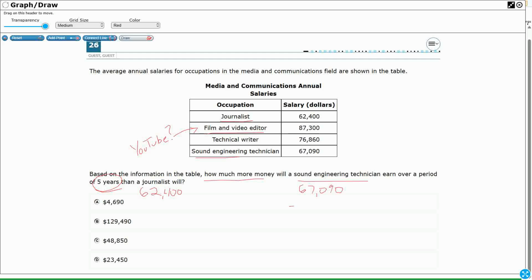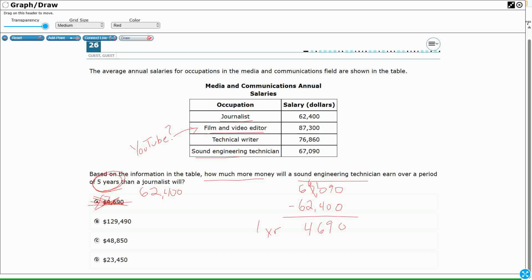So we're going to take our 67,090. Let's take our 62,400. And let's subtract. So that's going to be regrouping there. That's going to be 4,690. Not the answer. I would assume if students got this answer incorrect, they probably chose A. This is for 1 year. Remember, this is for 5 years.